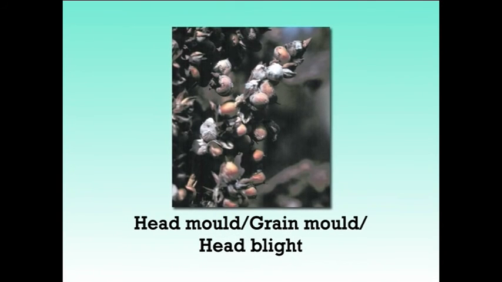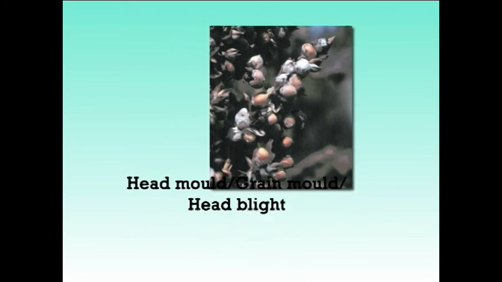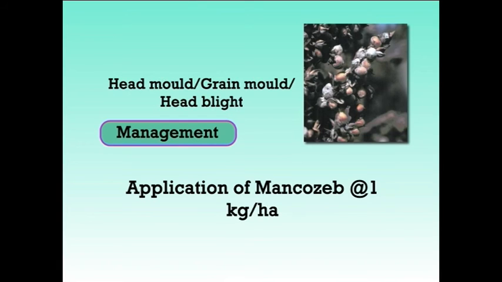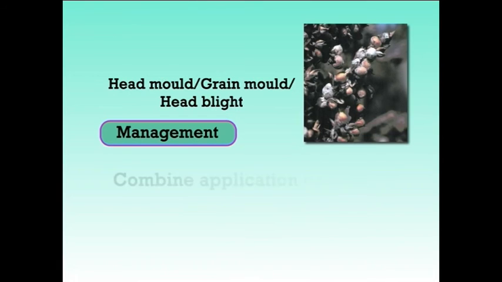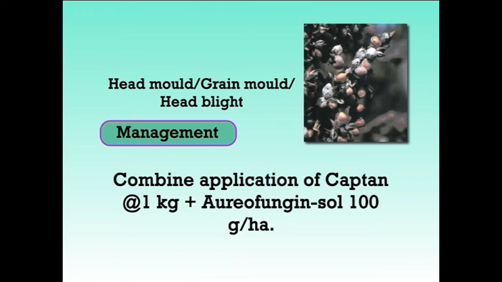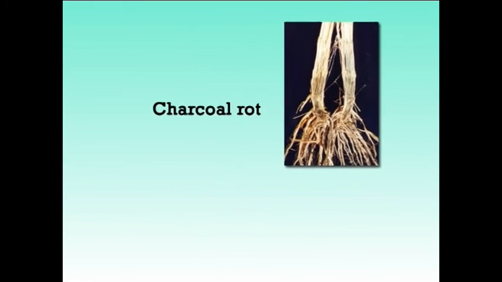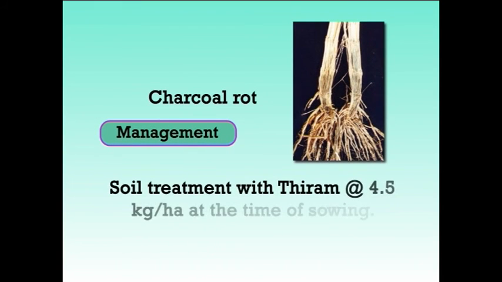The next disease is head mold or grain mold or head blight. This can be managed by application of mancozeb at the rate of 1 kg per hectare. Another management option is combined application of Captan at the rate of 1 kg and Aureofungin solution at the rate of 100 gram per hectare. The last one is charcoal rot. This can be managed by soil treatment with thiram at the rate of 4.5 kg per hectare at the time of sowing.